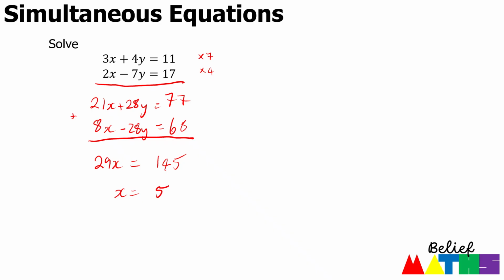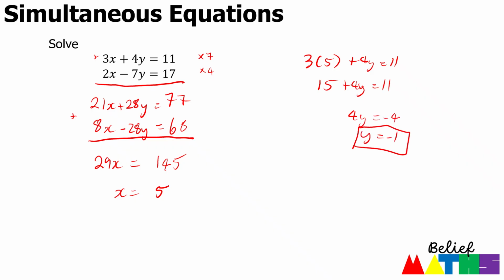Now we take that x value and we substitute it into it. I'm going to use the first one. So we get 3 times 5 plus 4y is equal to 11. That gives us 15 plus 4y equals 11. Solving that then gives you 4y equals negative 4. So y equals negative 1. And there are two answers.